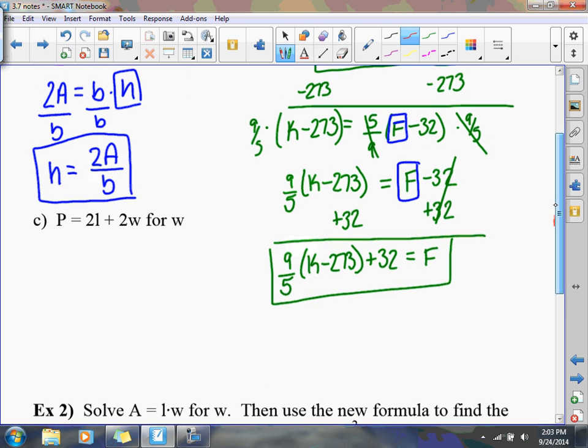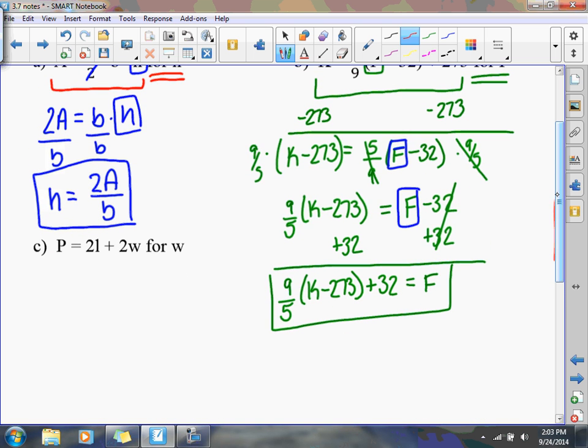The last one here, part C, says to solve that equation, P equals 2L plus 2W for W. This is a lowercase L. I know it kind of looks like a 21. It's meant to be a lowercase L. So I'll write over it. So again, I'm solving for W. So this is my equation now, and I'm solving it for W.